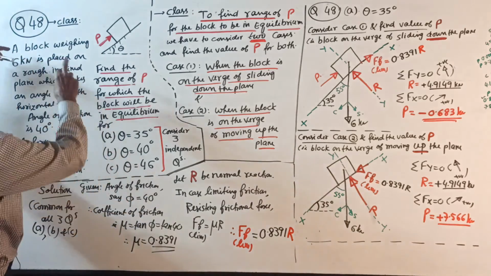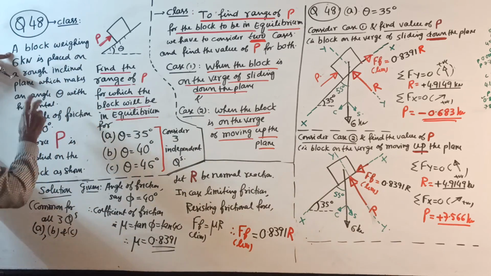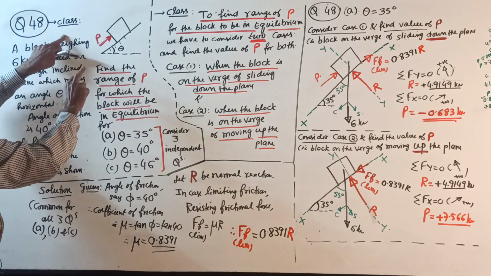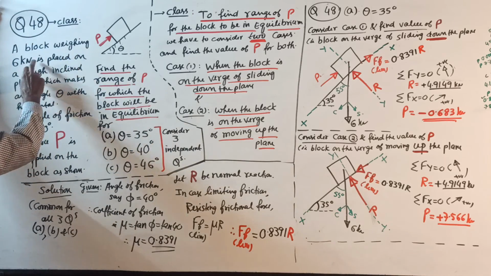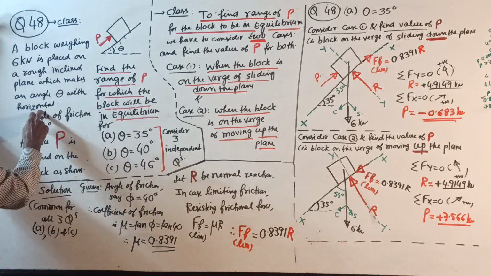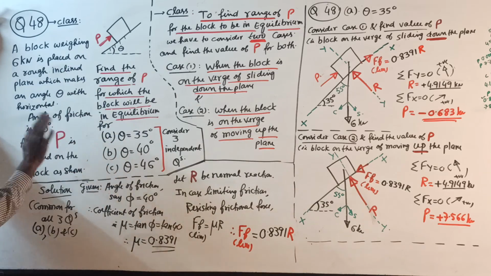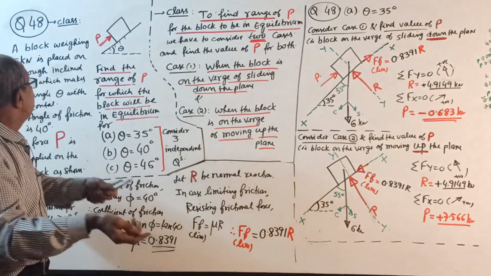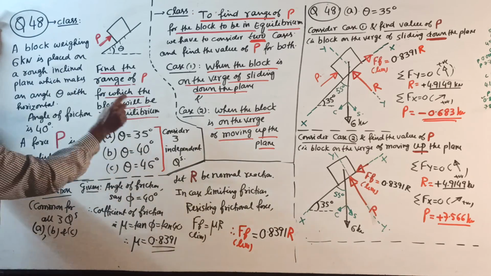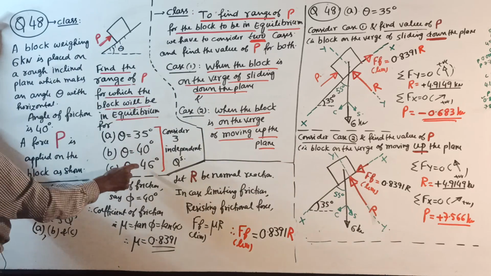A block weighing 6 kilonewton. Question number 48. You make 48, but actually maintain the same question; 3 separate questions you write. Question 48, write A here. A block weighing 6 kilonewton is placed on a rough inclined plane which makes an angle of 35 degrees with horizontal. Here, in the sketch, mark 35 degrees. Then the question is over. Next question: the same block on an inclined plane which makes an angle of 40 degrees. Show 40 degrees here. Write one more question, the last question, with 46 degrees.